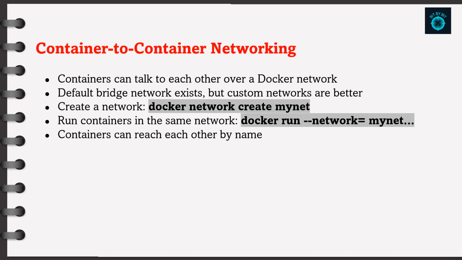To create a network, run docker network create mynet. Now you can start containers and attach them to this network using the option --network=mynet. When containers are on the same network, they can reach each other by their container name without needing IP addresses. For example, if you run one container named web and another named db, the web container can connect to the database by simply using the hostname db. This makes container-to-container communication simple and reliable.